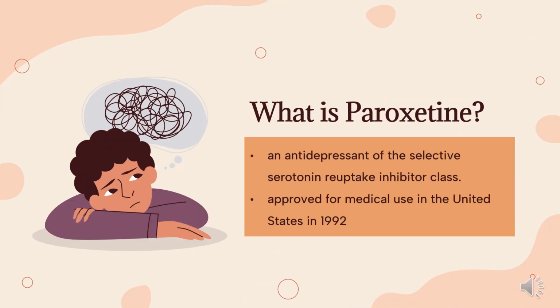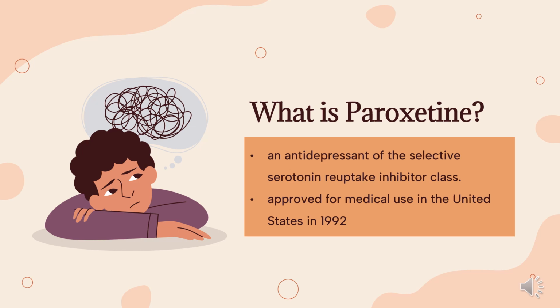What is paroxetine? Paroxetine, sold under the brand names Paxil and Seroxat among others, is an antidepressant of the selective serotonin reuptake inhibitor class. It is used to treat major depressive disorder, obsessive-compulsive disorder, panic disorder, social anxiety disorder, post-traumatic stress disorder, generalized anxiety disorder, and premenstrual dysphoric disorder. Paroxetine was approved for medical use in the United States in 1992 and initially sold by GlaxoSmithKline.